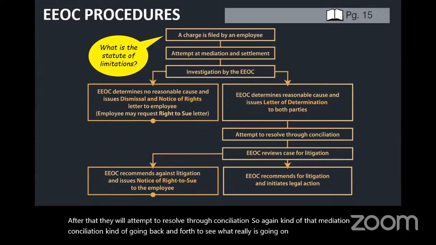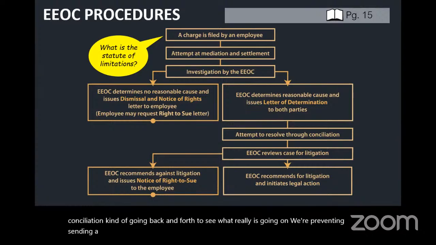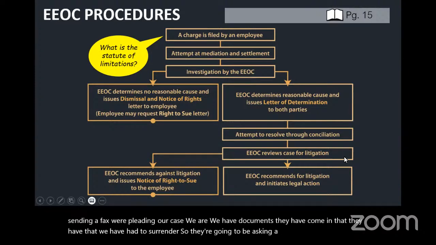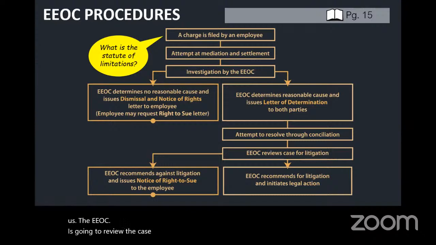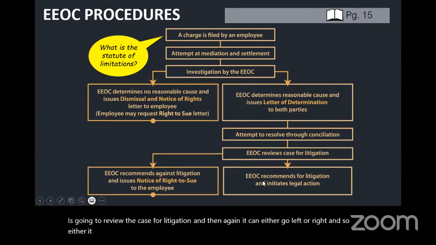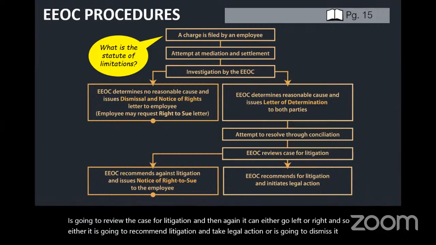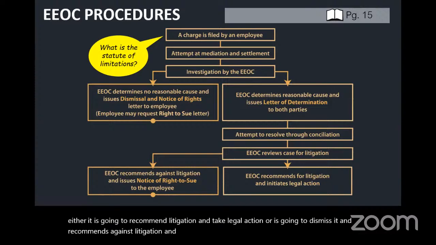We're sending facts. We're pleading our case. We have documents that we have had to surrender. So they're going to be asking a flurry of questions from us. The EEOC is going to review the case for litigation. And then again, it can either go left or right. Either it is going to recommend litigation and take legal action, or it is going to dismiss it and recommend against litigation. And still at this point in time, the employee can issue that notice of right to sue.